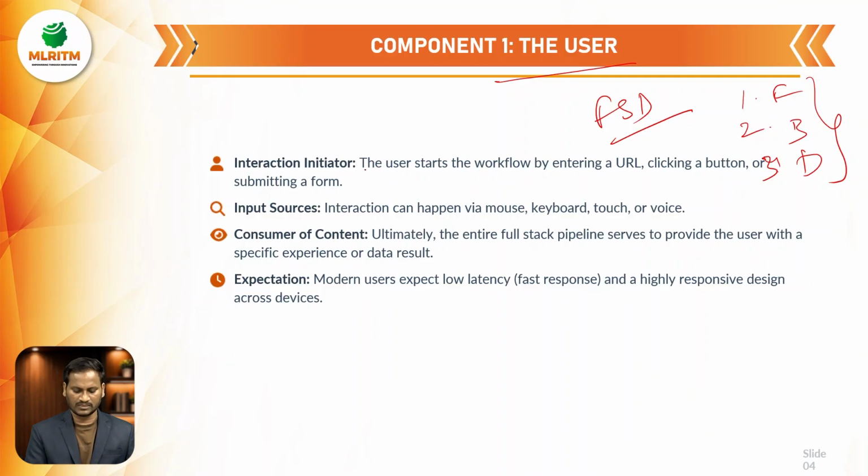So in the interaction, the user is the initiator and the input source. If I want something from the browser, I have to give some input. I have to give some source. The user is also the consumer of your content. I want to know the content. I want to log into some registration page. So I am consuming some content. This is called content.